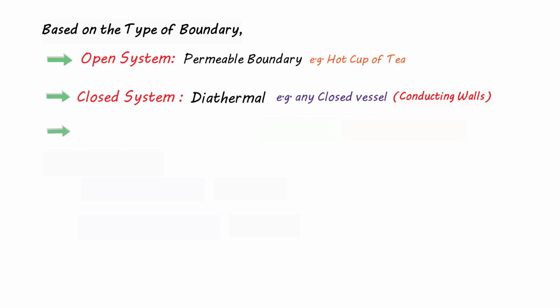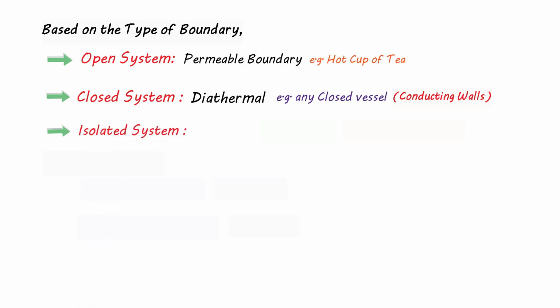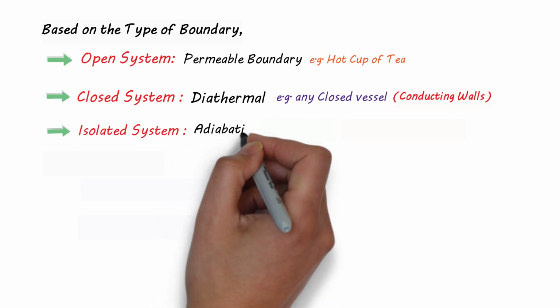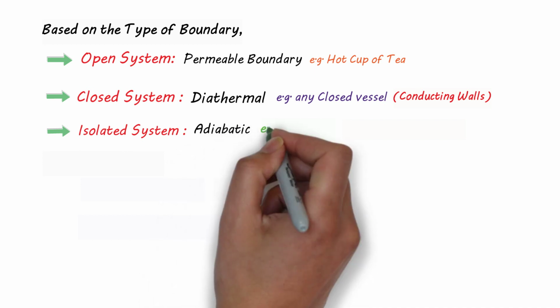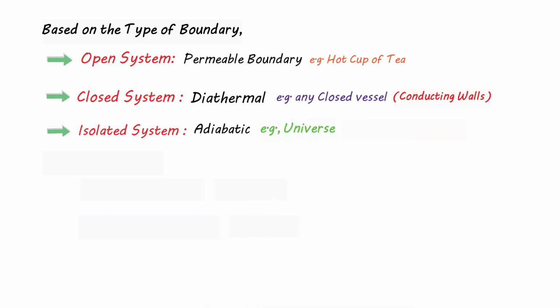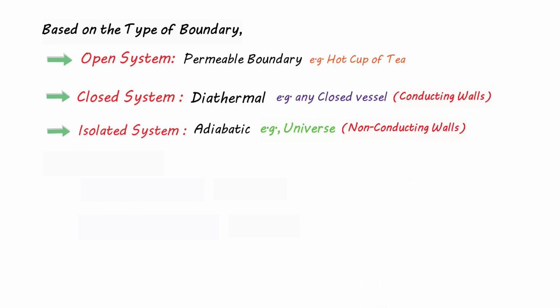And now the third is isolated system. In this particular system, the walls are adiabatic, indicating there is no heat exchange between system and surroundings. So the best example of an isolated system is the universe. Or you can have a closed vessel in which the walls are insulated, meaning the walls are non-conducting, so that it cannot transfer mass nor can it transfer energy. So in case of isolated system, we have non-conducting walls. In case of closed system, we have conducting walls.